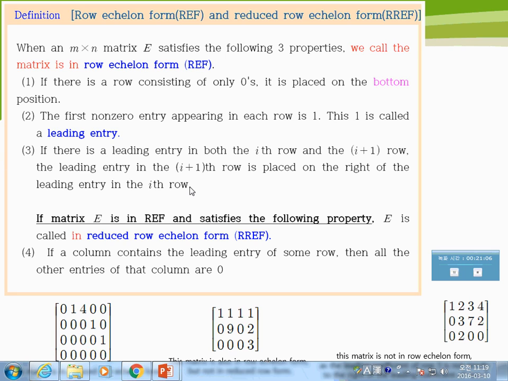Next, if it satisfies one more condition besides the first conditions, then it is called RREF, reduced row echelon form. If a column contains the leading entry of some row, then all the other entries of that column are 0. Which means like this. Above the leading one, everything is 0. Then we call this form the reduced row echelon form.